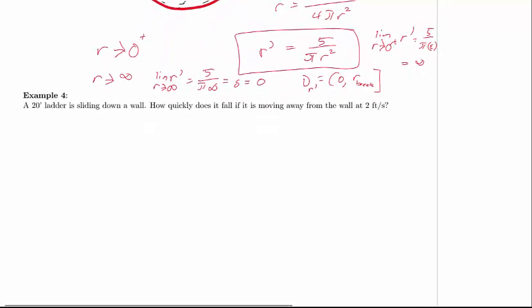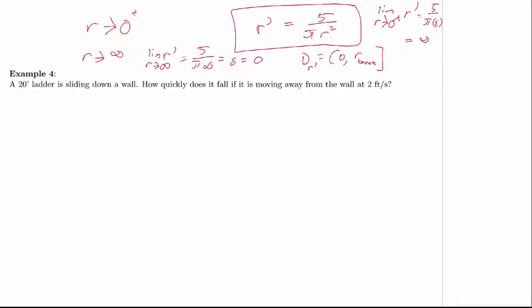Okay, so now we have our last example. We have a 20-foot ladder that is sliding down a wall. Here is the setup. We've got our wall right here, and then we've got our ladder. We'll make it a blue ladder. Why not? There's our ladder. And so it is sliding down the wall. This is a rigid ladder, so it's sliding down the wall, sliding down. Well, then the bottom's also going to be flying out.